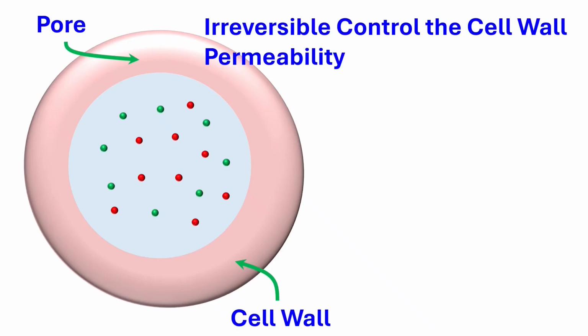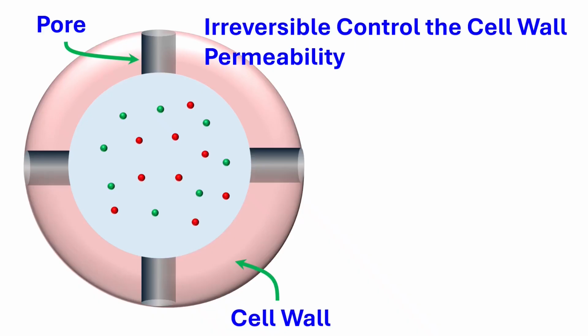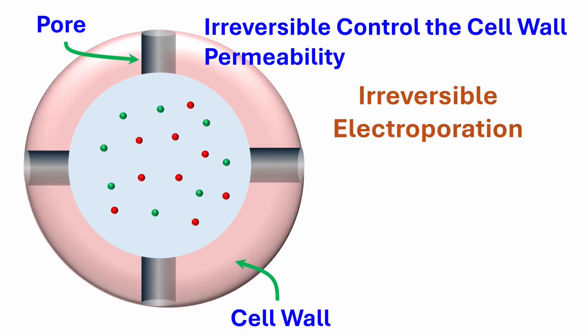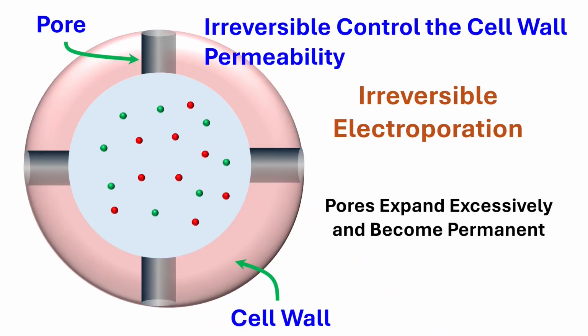If the pulse is too strong or too long, the pores expand excessively and become permanent and unable to reseal, leading to permanent membrane damage and cell death through a process called irreversible electroporation. Then cells cannot restore their membrane integrity and die due to a loss of homeostasis. This is more relevant when we want to kill the cell, for example, in pasteurization and sterilization.